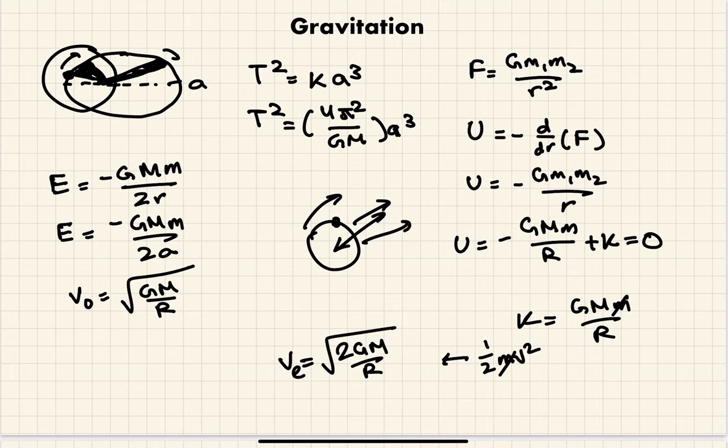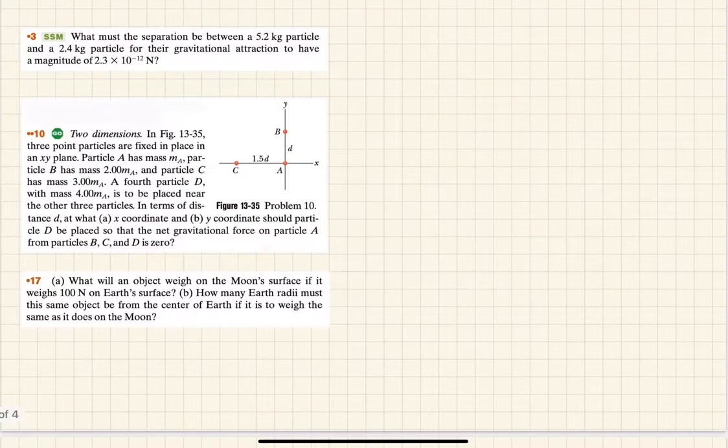The sum of the energy should be equal to the total energy, and then you just solve for V. Okay, that's all nice, and that's basically all you need to know for gravitation. Lot of formulas you should memorize and just concepts you should know. I know this was a really long explanation, but better safe than sorry. Moving on to the practice problems.